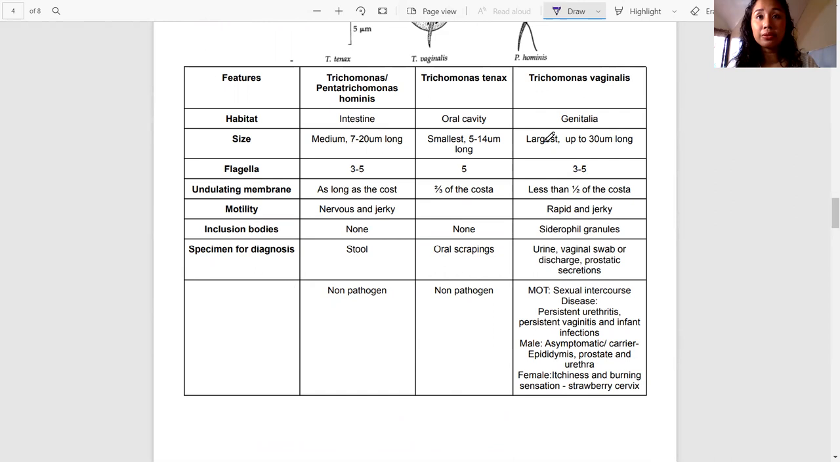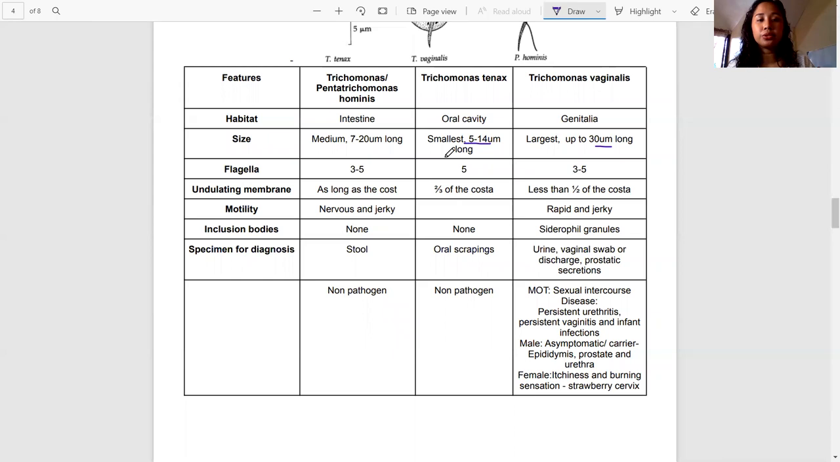So, class, mahalaga ang size, ha? So, imagine nyo, ang red blood cell, 6 to 8 micrometers. So, ibig sabihin, paglabas na nun, mas malaki sila sa red blood cell. So, around 10, mga kasing laki ng WBC. So, 30 micrometers, malaki to. Kitang-kita to. Tenax, maliit lang siya. Flagella, so around 3 to 5.